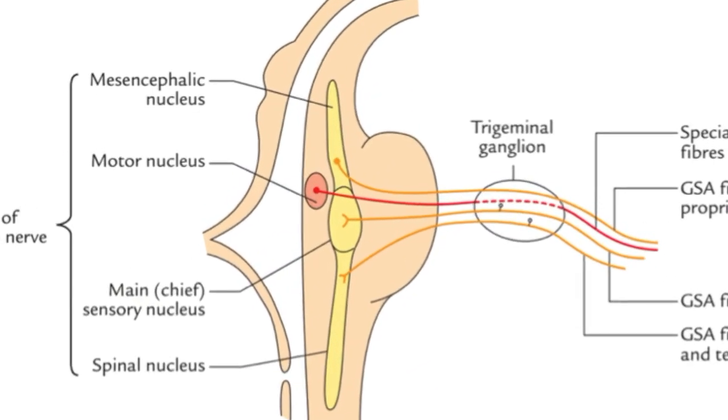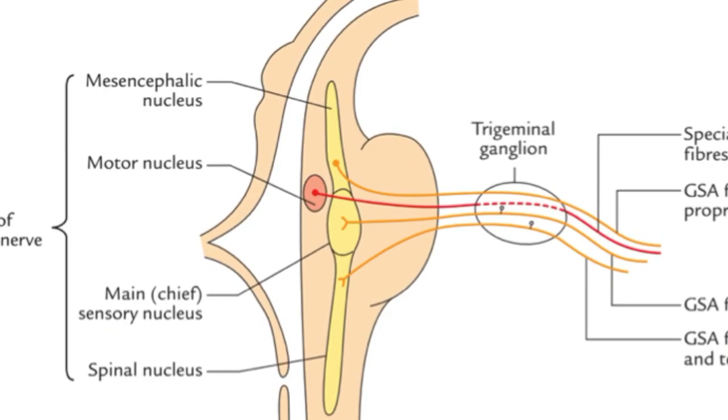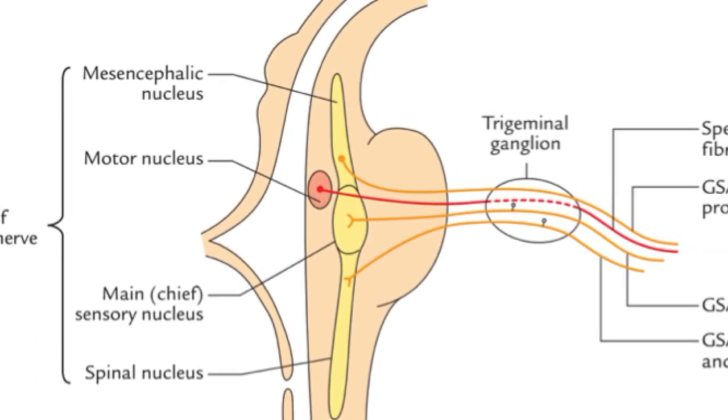So look at the diagram. You are seeing the brain stem there, the midbrain, pons and medulla. Then in the pons, you are seeing the main or chief sensory nucleus marked in yellow. Are you seeing the chief sensory nucleus? Okay. Then projecting above from the sensory nucleus into the midbrain, you have got the mesencephalic nucleus. Are you seeing the mesencephalic nucleus? Then extending from the chief sensory nucleus into the medulla, you find the spinal nucleus.